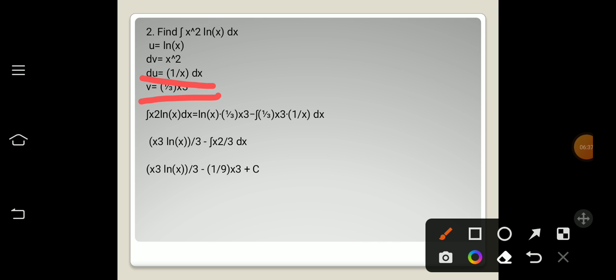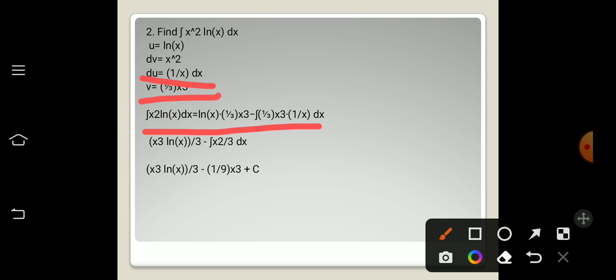Now that we have all the variables, let's plug them into the integration by parts equation. The integral of x squared ln x dx is equal to ln x times 1/3 x cubed minus the integral of 1/3 x cubed times 1 over x dx. All that's left now is to simplify.